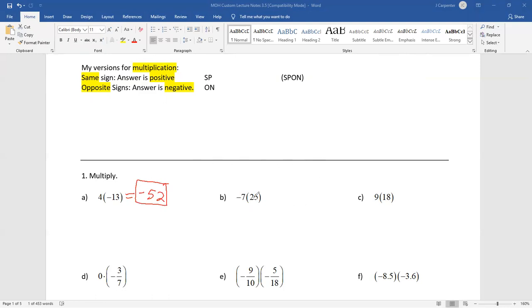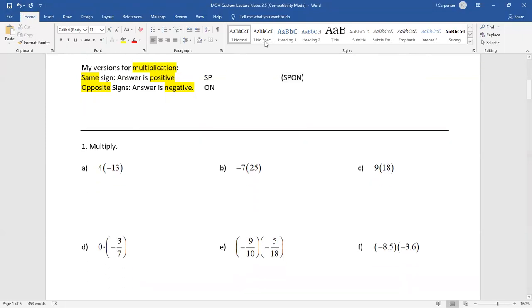Next up, we got 7 times negative 25. I wish I'd given myself a little more room. Hold on. Oops. There we go. All right, so that was negative 52.